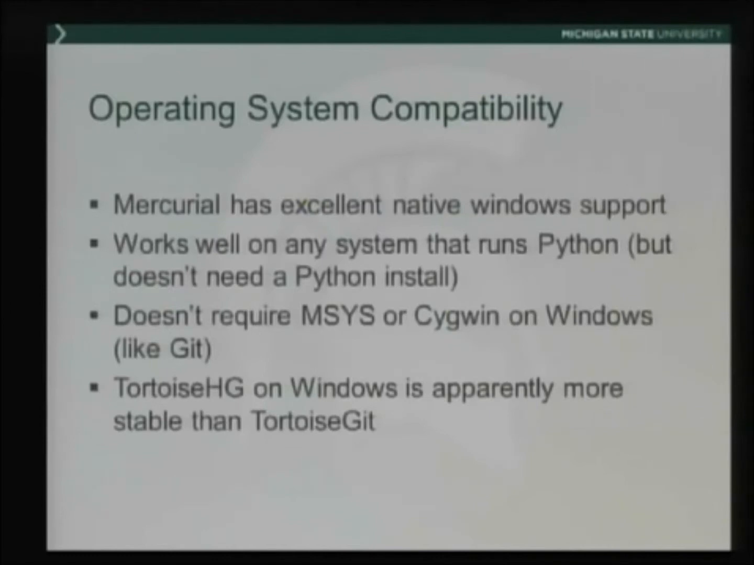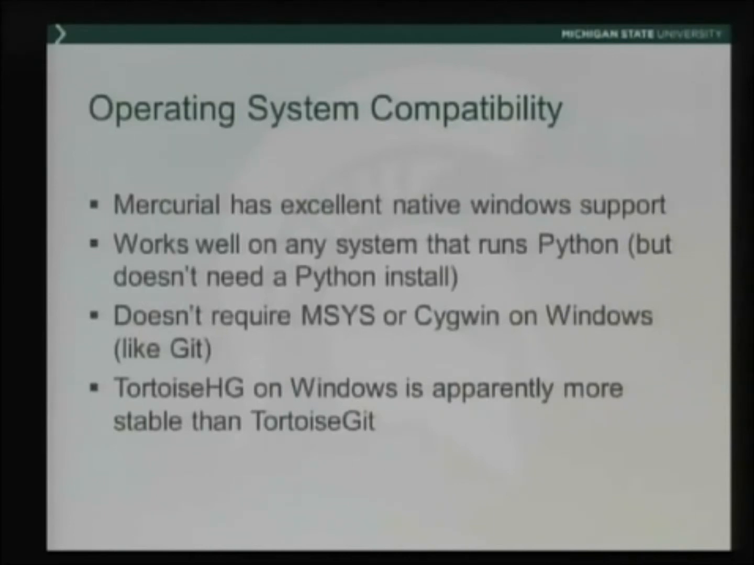First is operating system compatibility. Mercurial, unlike Git, has excellent native Windows support. It actually works well on any system that runs Python because Mercurial was written almost entirely in Python. It doesn't require MSys or Cygwin. Those are compatibility layers for Windows, which if you're going to run Git on Windows, you're going to need to be running one of these layers. Now they're easy to install, but it still is a little bit something sitting between you and your system.